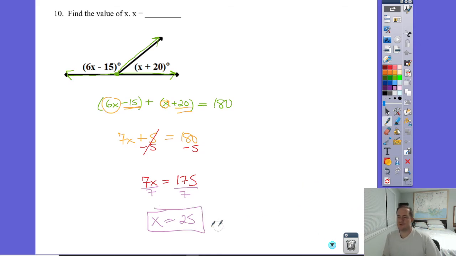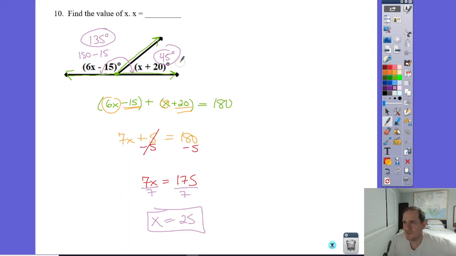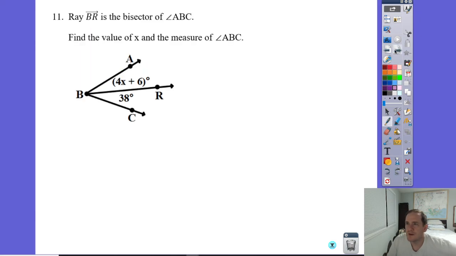And that's it. Again, we could check our work. I don't want to, but we could. We could plug in the x. 25 plus 20 is 45. What's 6 times 25? That would be 150. We're going to take 15 away from that. That leaves us with 135. And what do you know about these two numbers? They're supposed to add up to 180, right? Because they form a straight line. And guess what, 135 plus 45 does make 180. So again, I know that this 25 is correct. I can check my work. It doesn't take long.